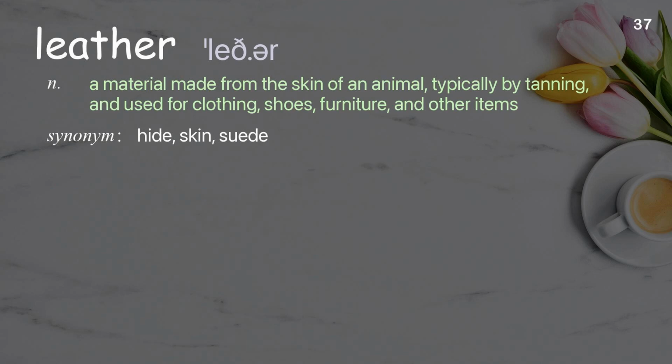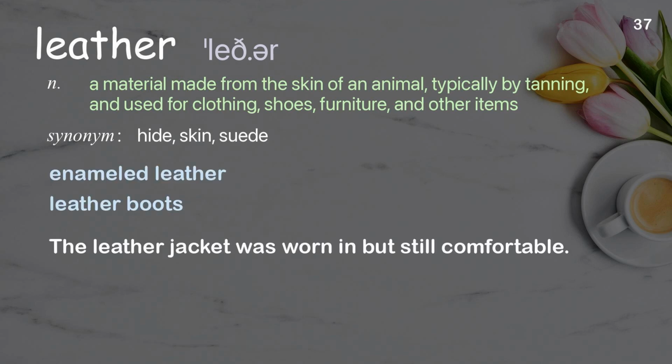Leather. A material made from the skin of an animal, typically by tanning, and used for clothing, shoes, furniture, and other items. Examples: enameled leather. Leather boots. The leather jacket was worn in but still comfortable.